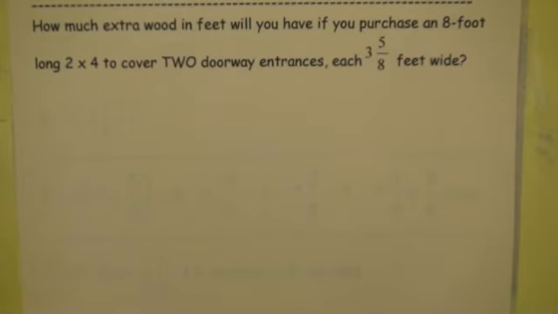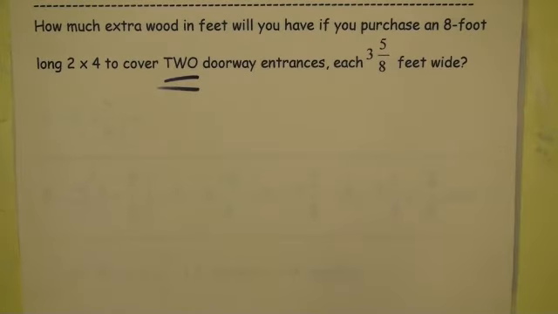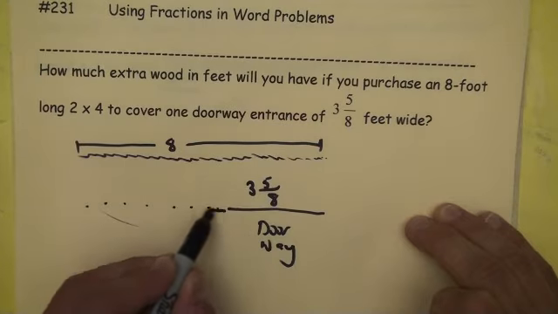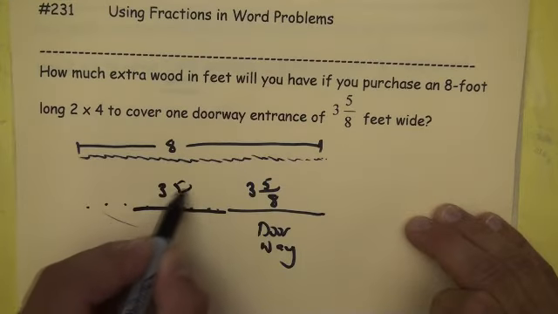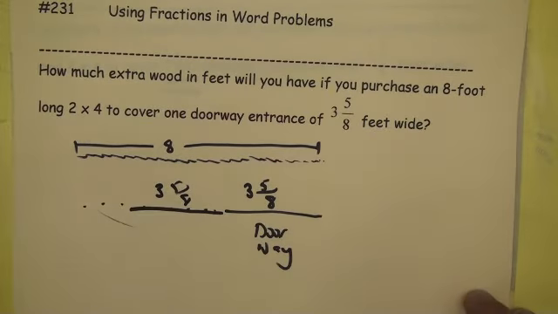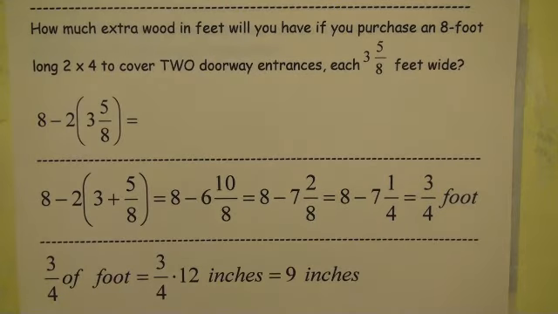How much extra wood in feet will you have if you purchase an 8-foot long 2x4 to cover 2 doorway entrances? So this time, instead of 1 doorway, we have 2. So if we were to go back to our picture, if you were to draw at least a new one, you would have 2 doorways. They're both 3 5/8. So obviously we're going to do 8 minus each of those. So 8 minus 2 of those. So 8 minus 2 times 3 5/8.